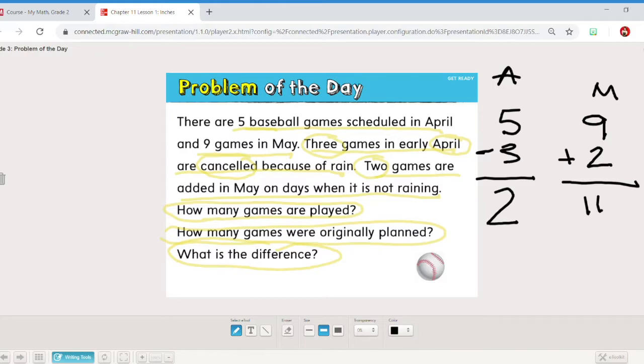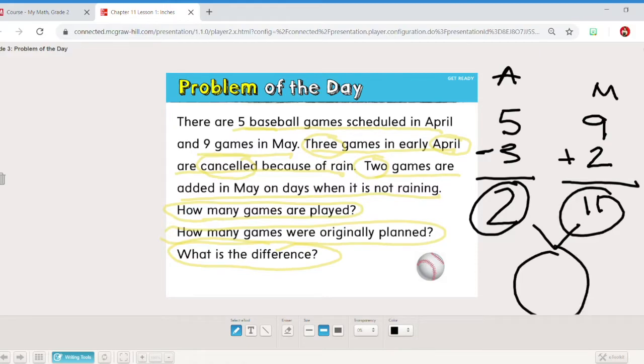Well, now that we counted in our canceled games and our added games, we can add the 2 and the 11 together. Just do a little number bond here. Put them together, and you get 13. So the answer to this one is 13. How many games were originally planned? So to do this, we're just going to ignore the takeoff and adding. So we're just going to add the original 5 games and the original 9 games to get 14 games.